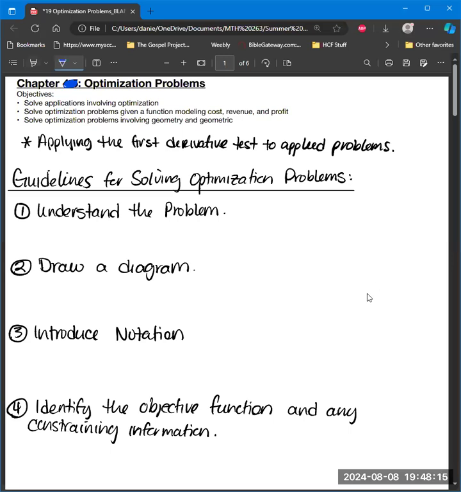Objectives: solve applications involving optimization, solve optimization problems given a function modeling cost, revenue, and profit, solve optimization problems involving geometric figures, shapes, something like that. So we're going to be applying the first derivative test to applied problems that are word problems. So let's look at guidelines for solving optimization problems.